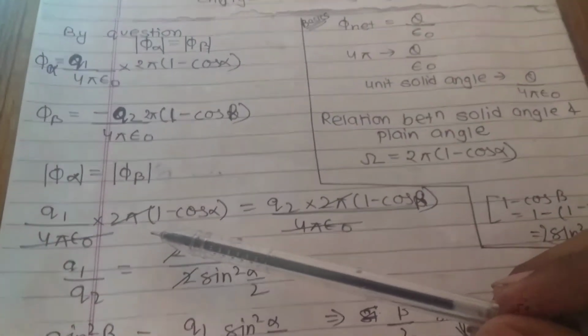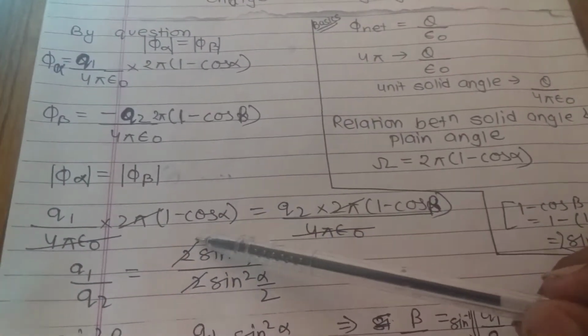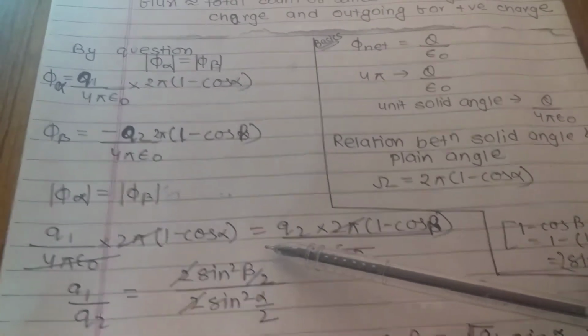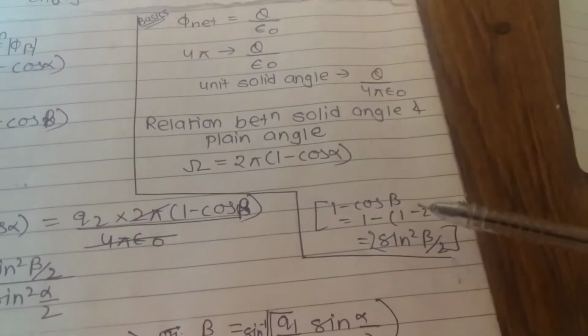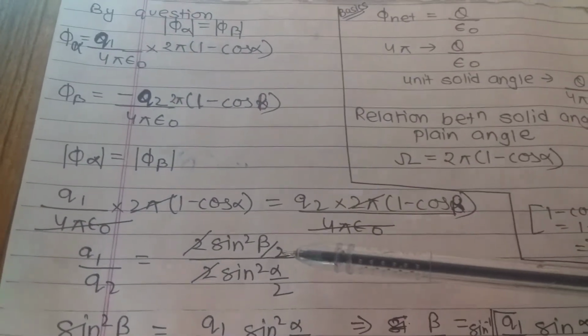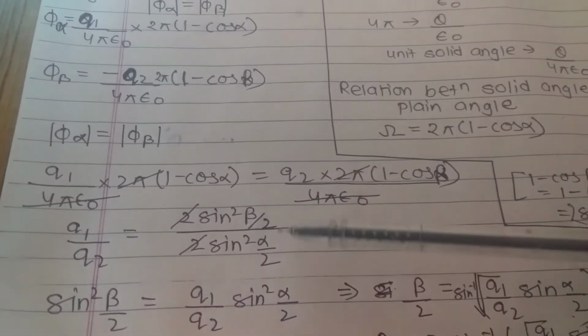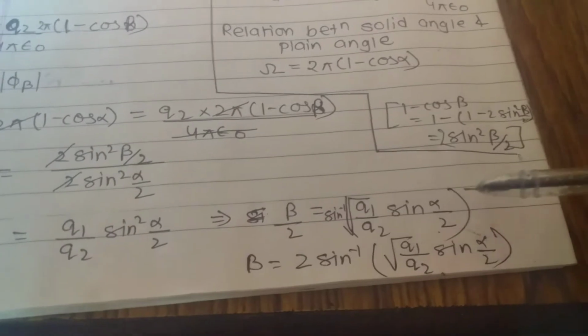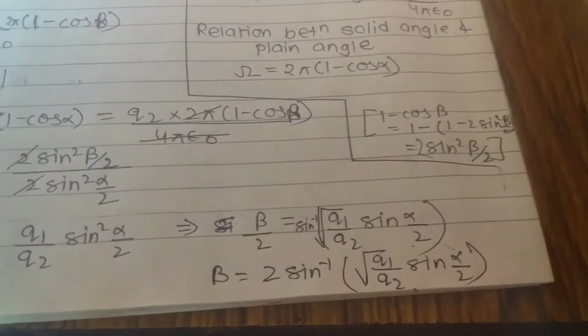So by solving this, we know 1 minus cos alpha equals 2 sine square alpha by 2, and this is also simplified here. Alright, now Q1 by Q2 equals sine square beta by 2 divided by sine square alpha by 2. Now you can find the value of beta from this whole thing, and that gives the value as this. You can easily simplify this.